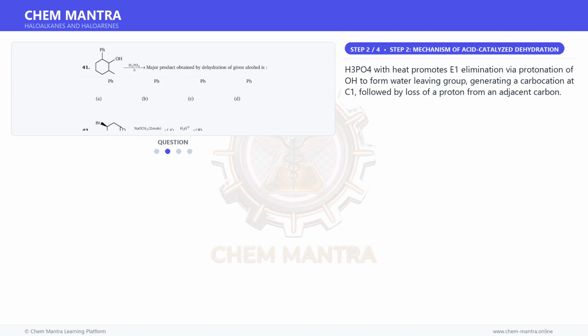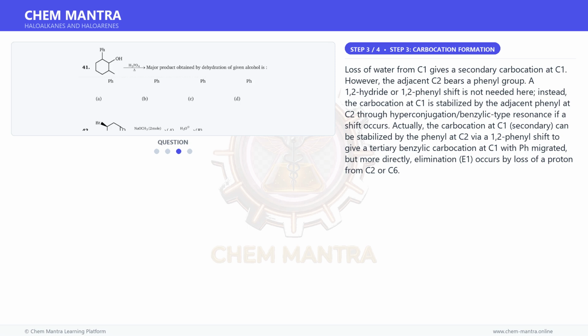Moving on to the next step. H3PO4 with heat promotes E1 elimination via protonation of OH to form a water leaving group, generating a carbocation at C1, followed by loss of a proton from an adjacent carbon. Moving on to the next step.